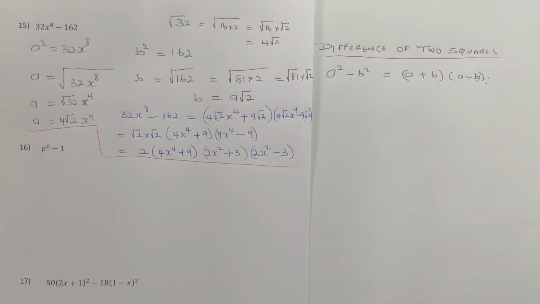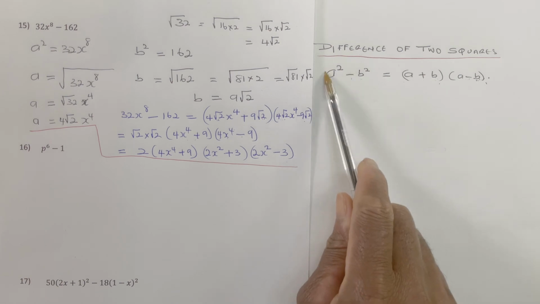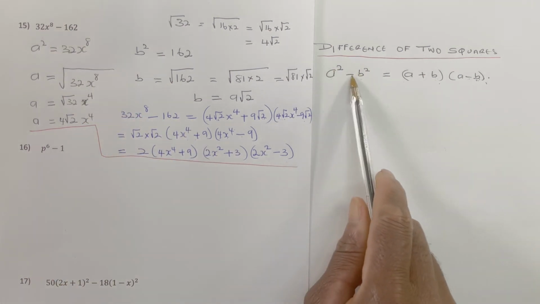Okay, so you can see the process to apply. Always set this value to a squared and b squared.